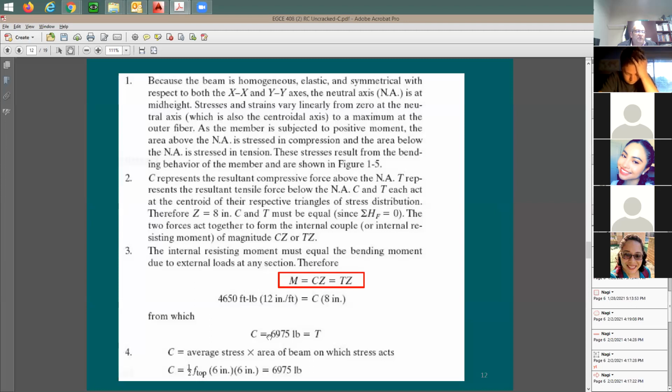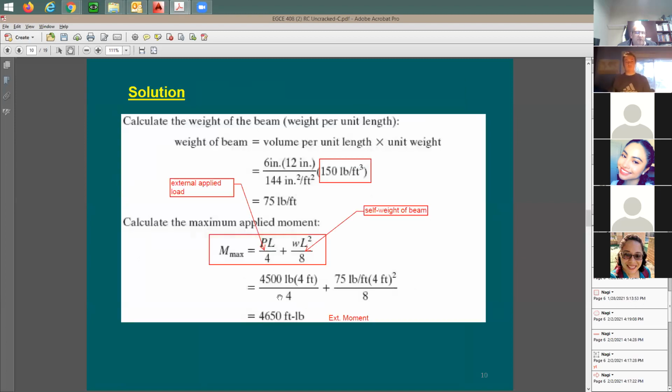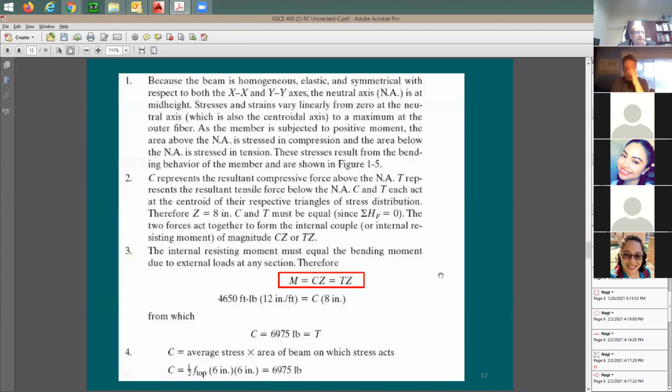Therefore, this compression force is going to be equal to 6975 pounds, which is the same as the tension force. So with that, I was able to resolve the moment into two forces, into a couple. And this force multiplied by this distance of 8 inches is going to be equal to the external applied moment, which is right here. And we have it here in detail. Here's the force, 6975 pounds.